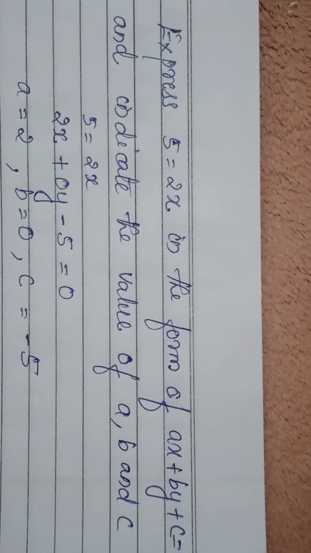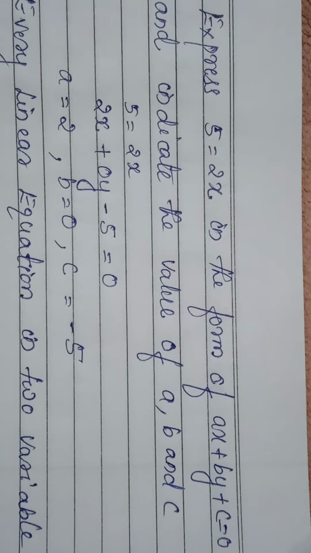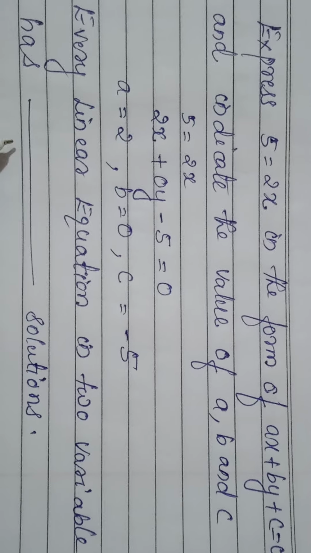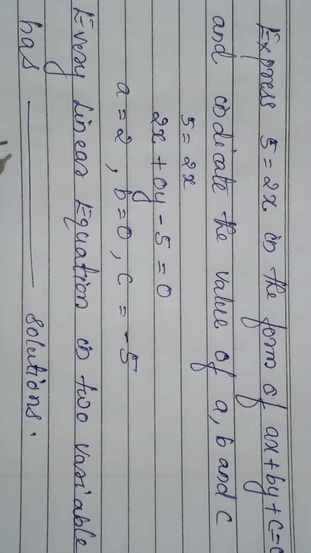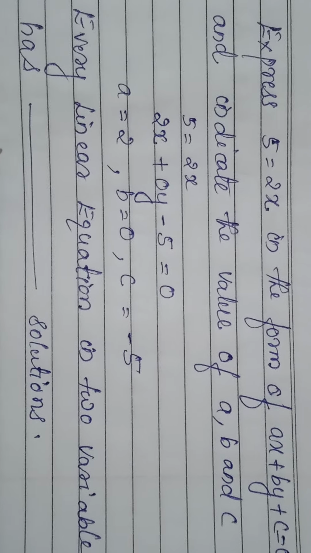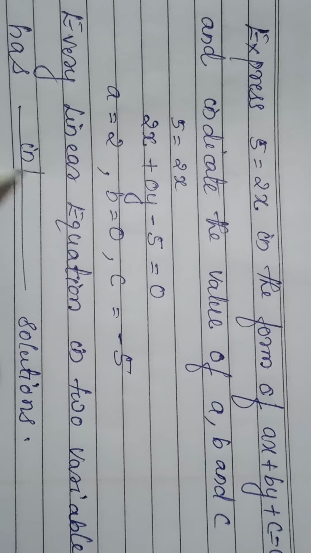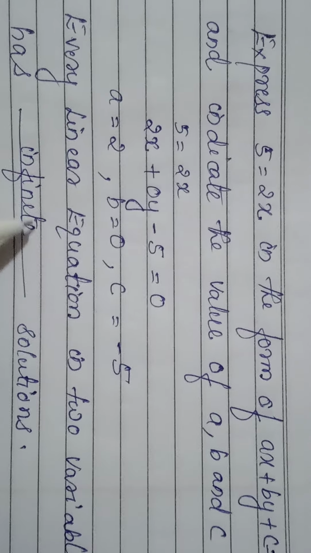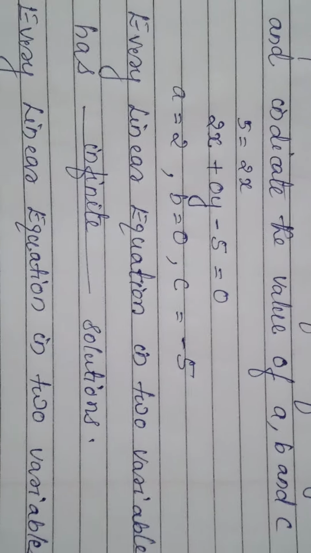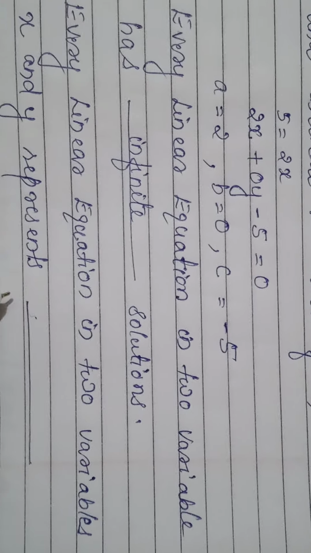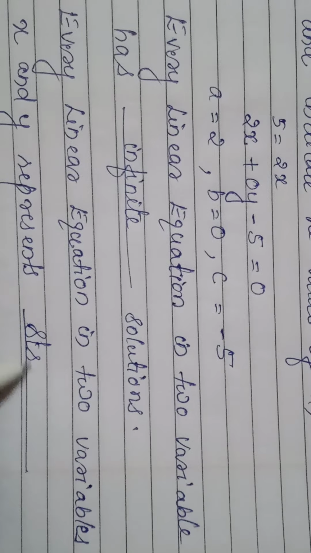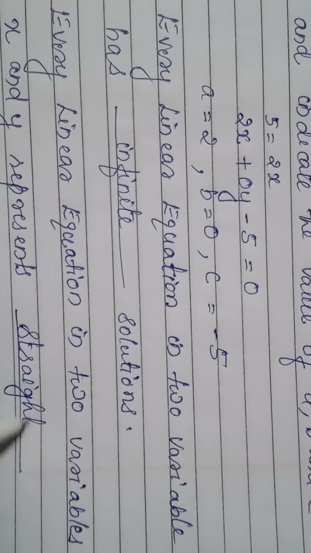Understood? Next question, the fourth one: every linear equation in two variables has dash solution. If we put the equation, we have to find infinite solutions. The answer is infinite. The fifth question is, every linear equation in two variables x and y represents dash. x and y always represent a straight line. Understood? Straight line.